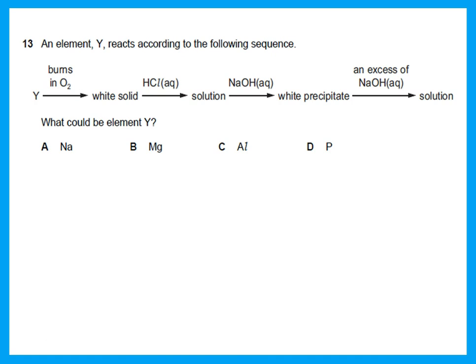An element Y reacts according to the following sequence. What could be the element Y? Well, okay, what does he do to Y? He burns it in oxygen, so that should give me the oxide. He reacts it with HCl, so that dissolves in solution to give the chloride of the metal. Now he's adding sodium hydroxide. It gives him a white precipitate soluble in excess. So which of these with sodium hydroxide will give a white precipitate soluble in excess? You should realize that that is aluminium.